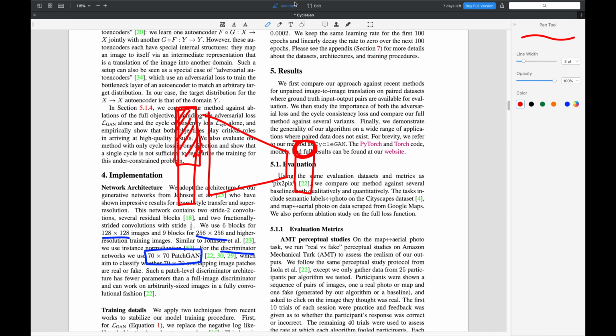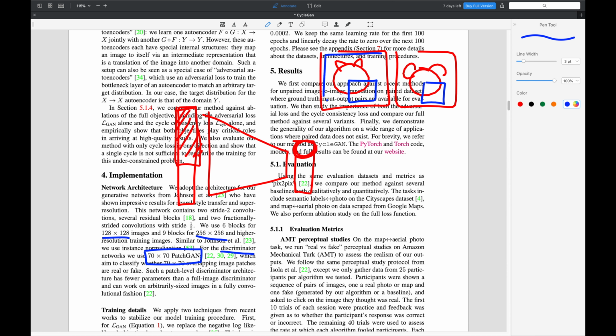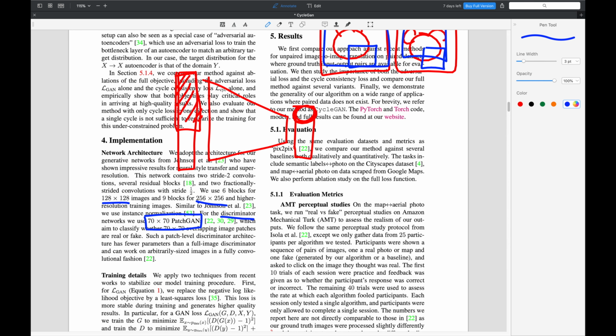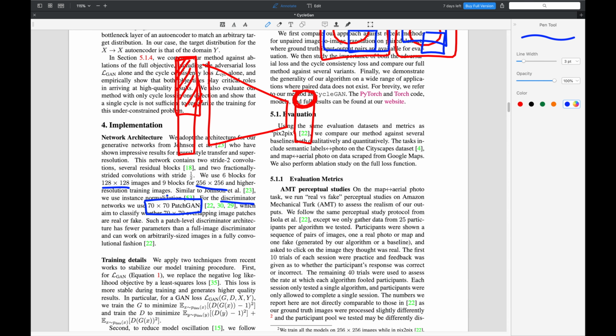For example, let's say that you want to translate from cats to, let's say, dogs. When looking at only the 70 by 70 patch level, it is often very difficult to really identify whether that patch is from a dog or a cat. So in that case, it is important to have a larger receptive field. So I think this also depends on the task, but the paper here used only 70 by 70.